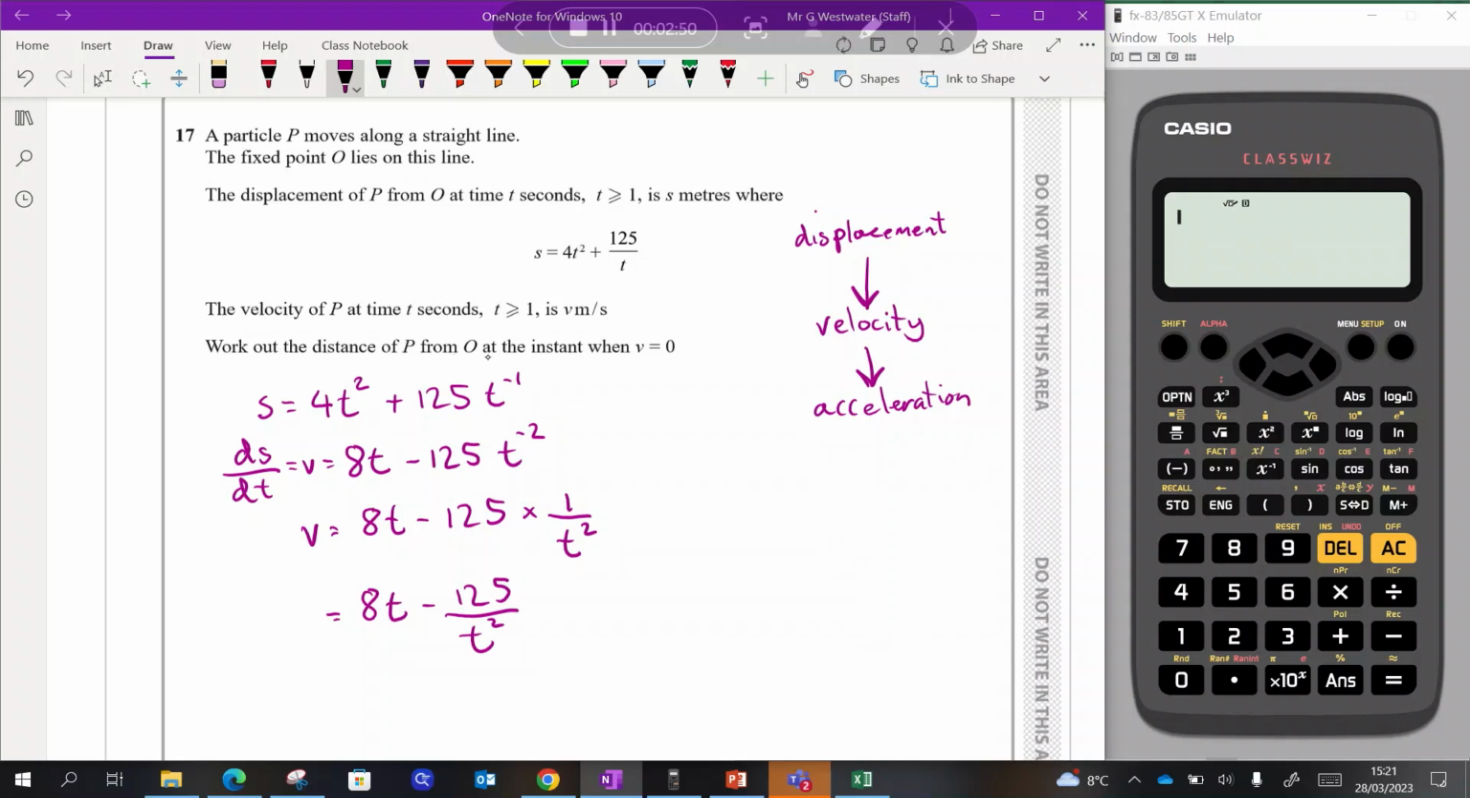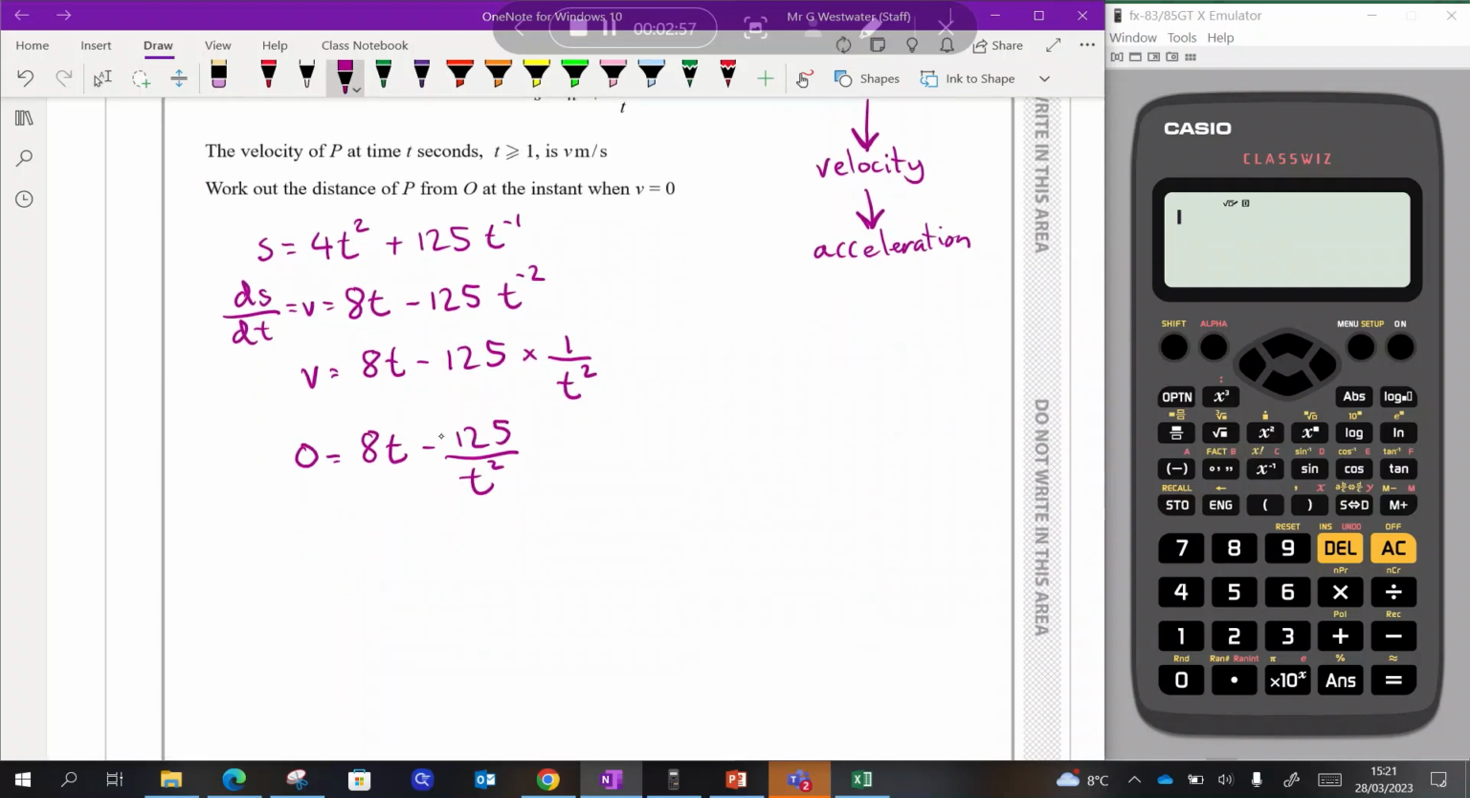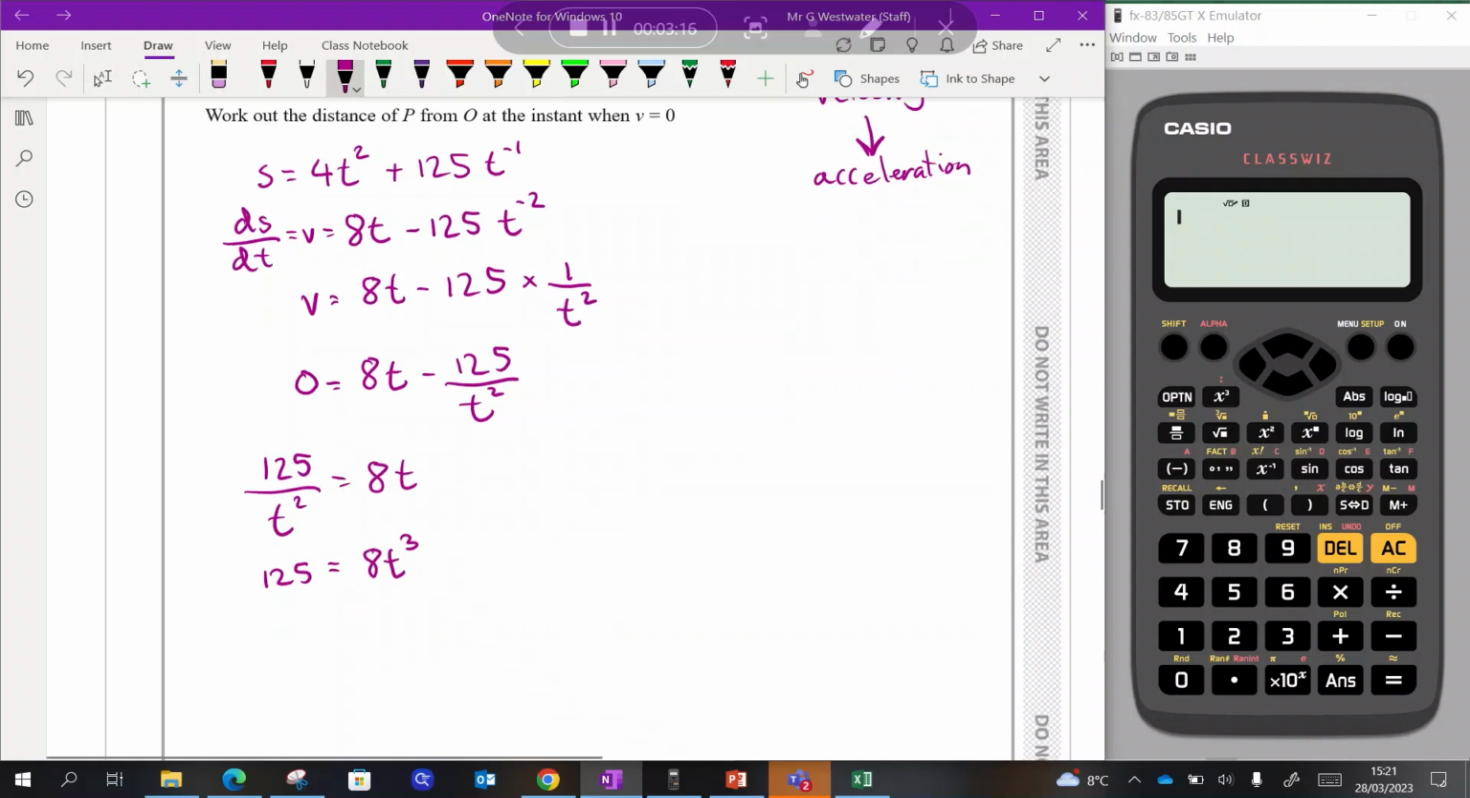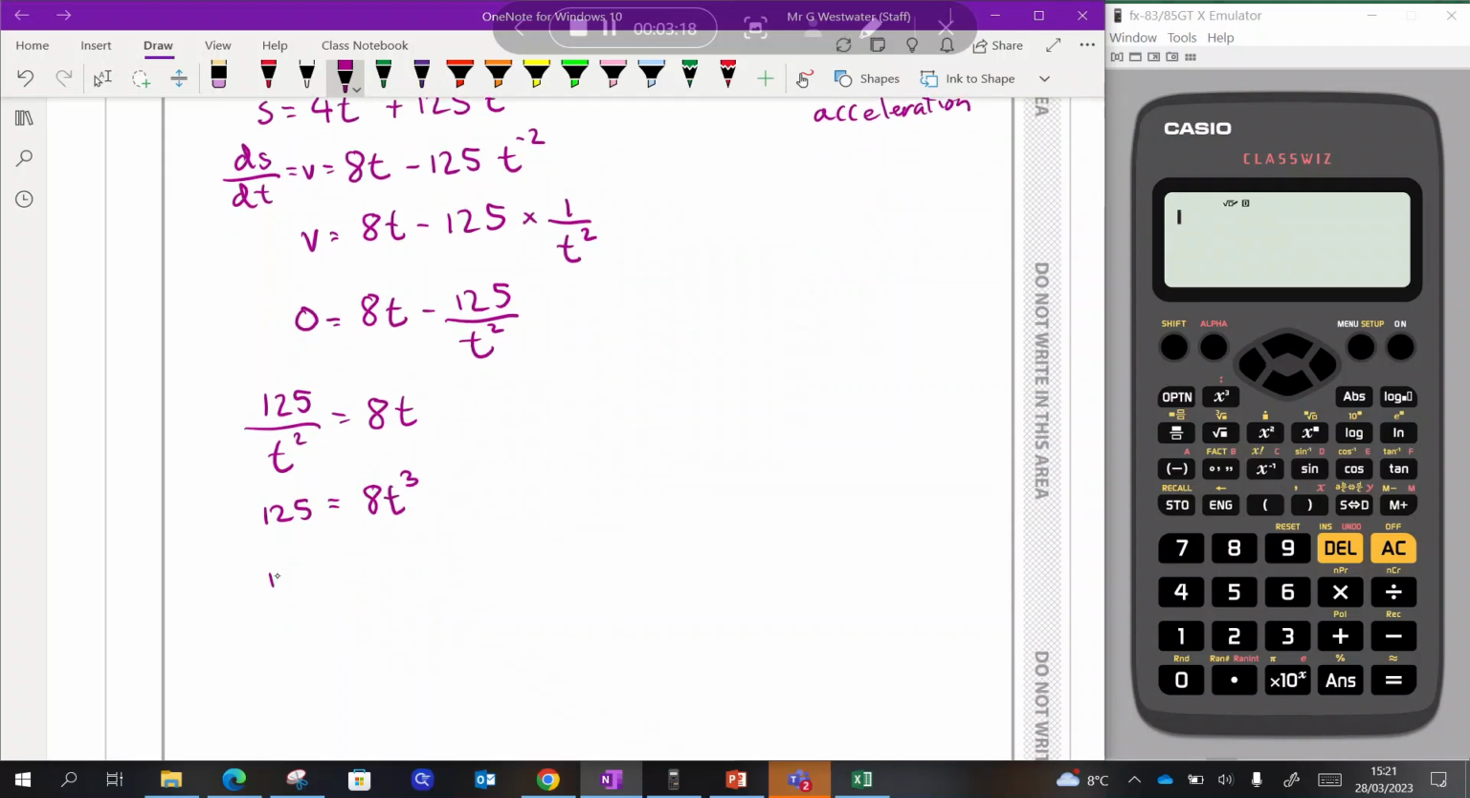Now we're looking to work out what the value of t is when v equals 0. So instead of saying v equals, I'm going to say 0 equals. And now I will add 125 over t squared to both sides. So I've got 125 over t squared equals 8t. And I will multiply through by t squared, so 125 will equal 8t cubed. And now I'll divide by 8, so 125 over 8 equals t cubed.